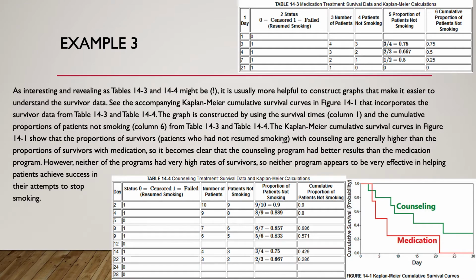The Kaplan-Meier cumulative survival curves in figure 14.1 show that the proportions of survivors, patients who have not resumed smoking, with counseling are generally higher than the proportions of survivors with medication. So it becomes clear that the counseling program had better results than the medication program. However, neither of the programs had very high rates of survivors, so neither program appears to be very effective in helping patients achieve success in their attempts to stop smoking.